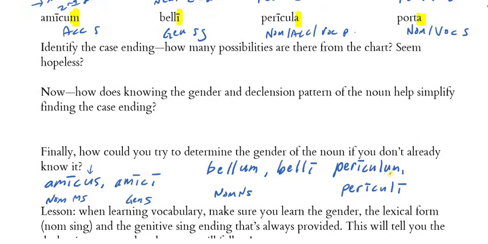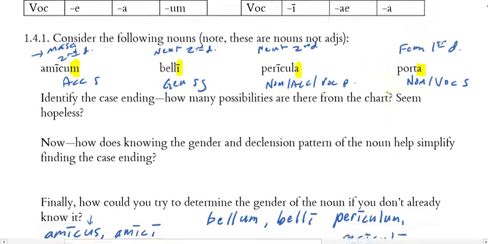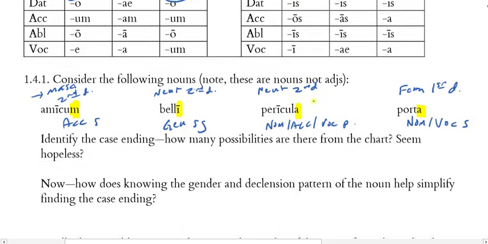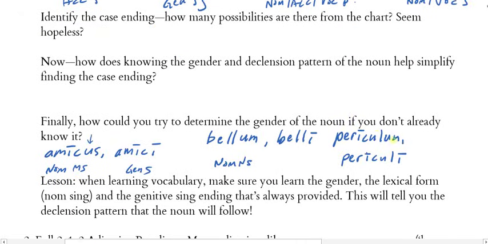Periculum, periculi. So you see the ending here for nominative singular, and its genitive is a long I. Lexical form is always nominative singular. So where do I see nominative singular and genitive I or e? It's neuter second declension. So this noun has to be neuter because of the nominative ending being um. Okay, so that's neuter.